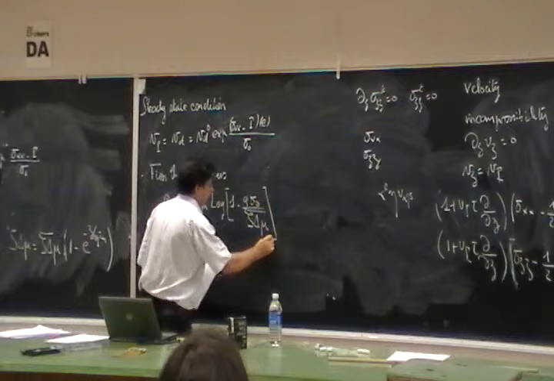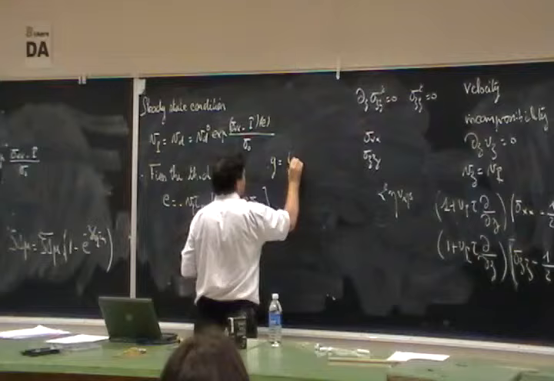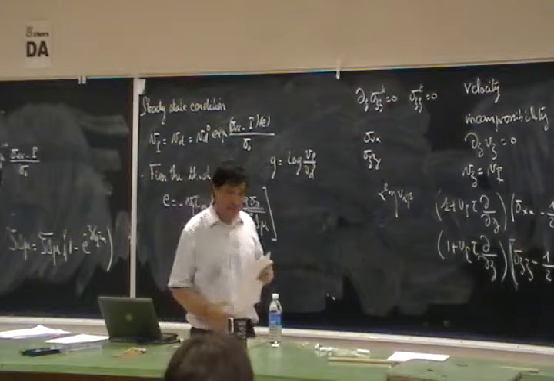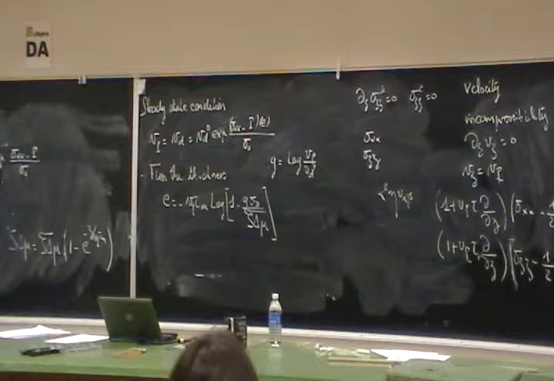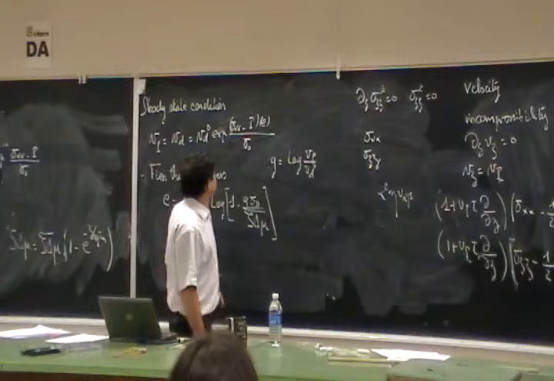Where I define G equals logarithm. Now this G must be positive, because if in the absence of stress I depolymerize more than I polymerize, there's no cortical layer. So in the absence of stress, I want to polymerize more than I depolymerize, and this G here is something positive. So it's log of 1 minus something positive.